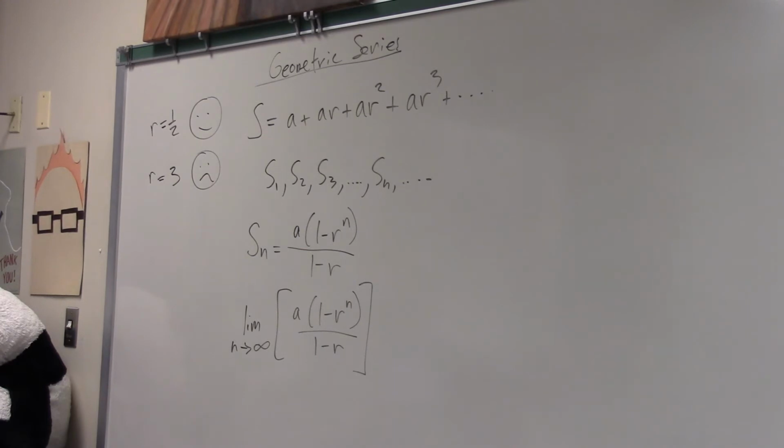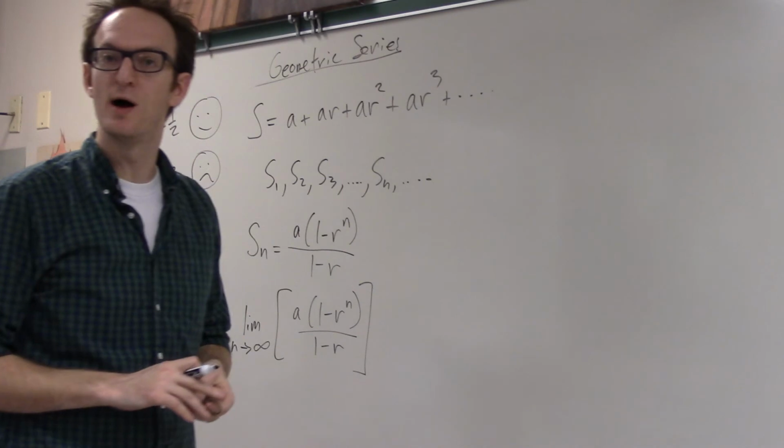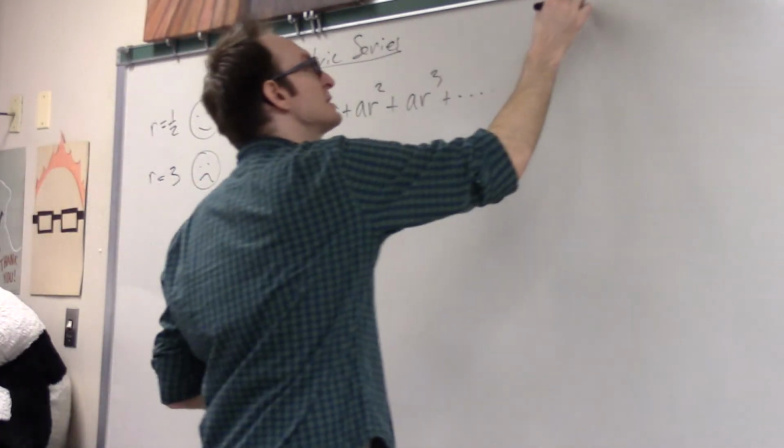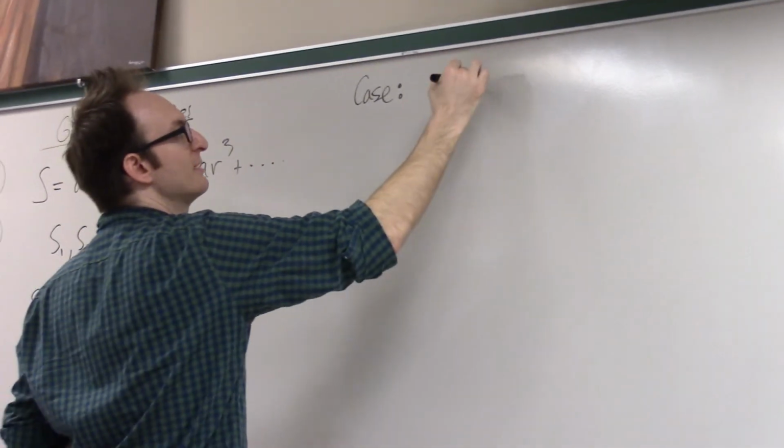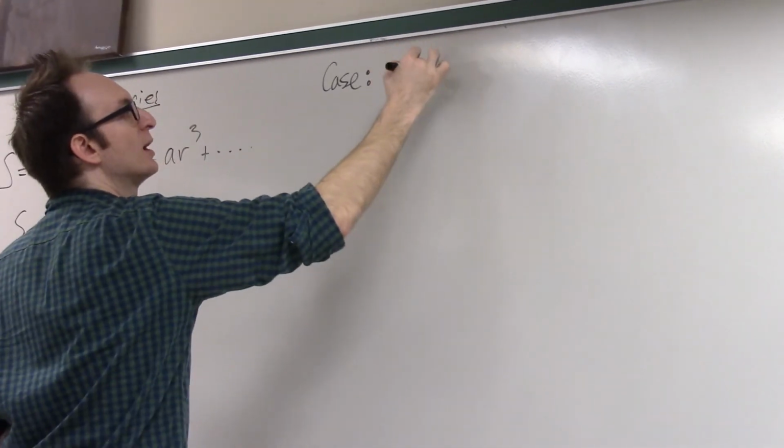You guys kind of with me, even though I'm going fast? Okay. Well, what Nick is sort of saying is it's going to depend on what r is, right? So we have to do a bunch of different cases. So first let's do the happy case. The happy case is when r is small, and specifically r is between -1 and 1.